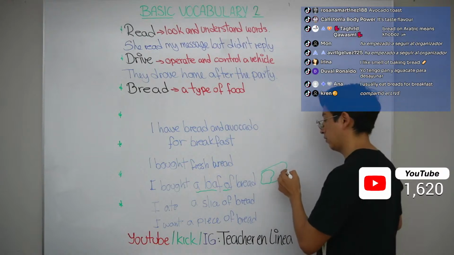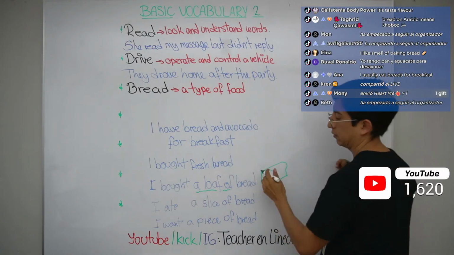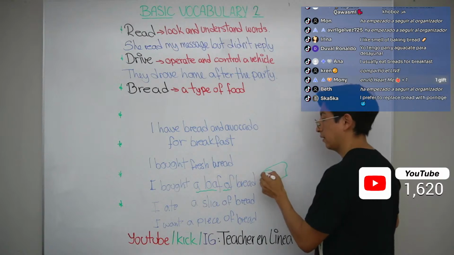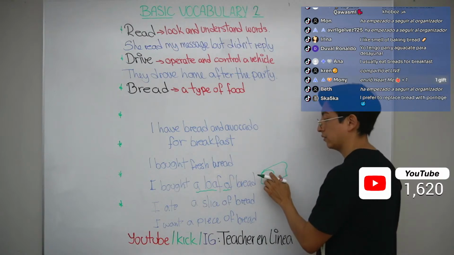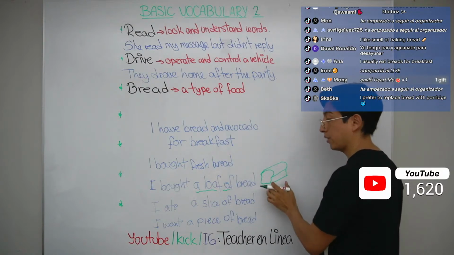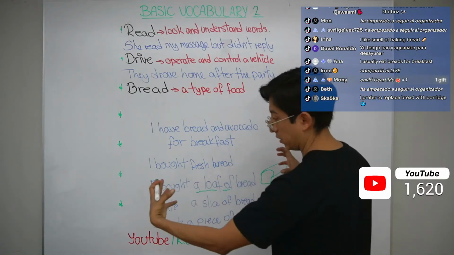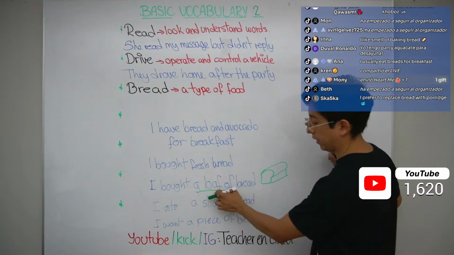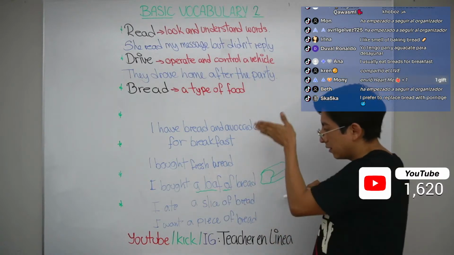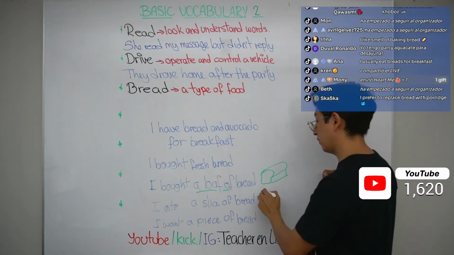Okay, this is a loaf of bread. Okay, a loaf of bread. Well, this is very common because in the US and Europe, they make bread this way. Okay, they make bread with loaves. Okay, with loaves, and then they cut or they slice the bread. So a slice of bread is something like this.